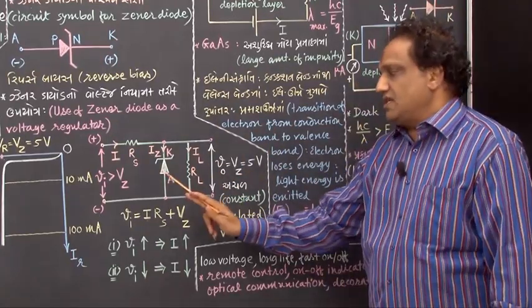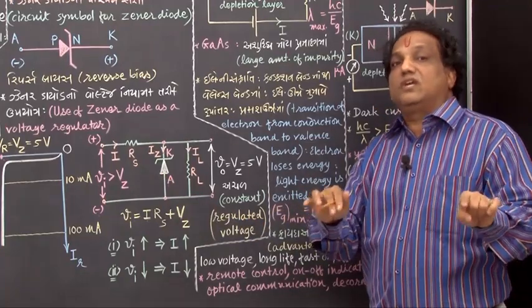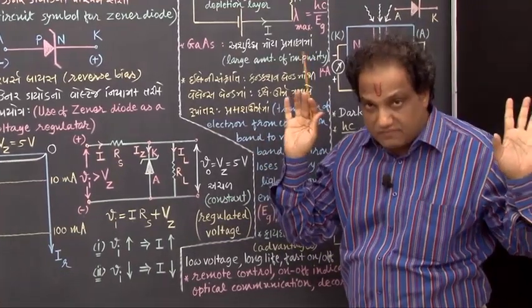Okay. This is how a Zener diode can be used in a circuit called a voltage regulator. Fine.